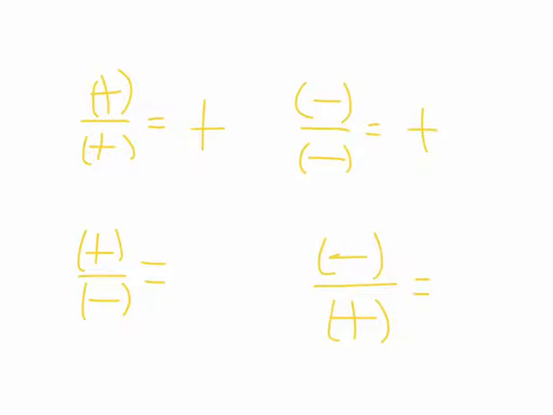So again, just like multiplication, if they have the same signs, they return a positive. Positive divided by a negative, you're going to get a negative. Negative divided by a positive, you're going to get a negative. So if you're dividing the same signs, they give you a positive. If you divide a positive and a negative, opposite signs, you get a negative.